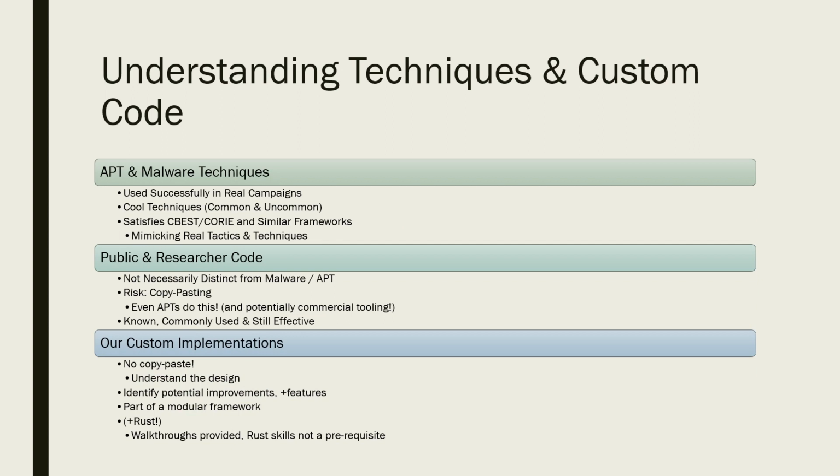When it comes to understanding the techniques, as mentioned, there's quite a few APT and malware techniques and public researcher code that we will look at for a variety of reasons. On the APT and malware side, a lot of them have been used successfully in real campaigns. And so that makes it really a prime target to analyze, because we're generally using our tools for our own campaigns. So analyzing successful ones can influence our own designs.